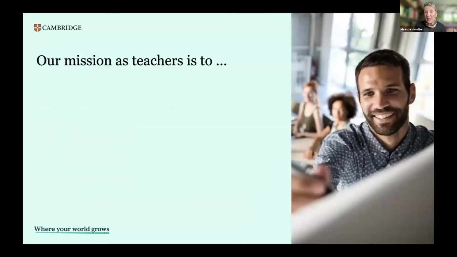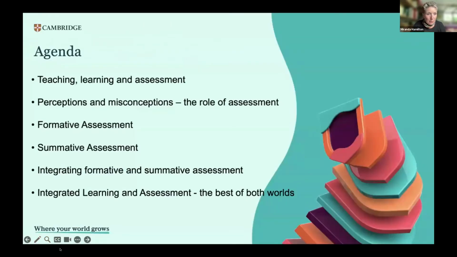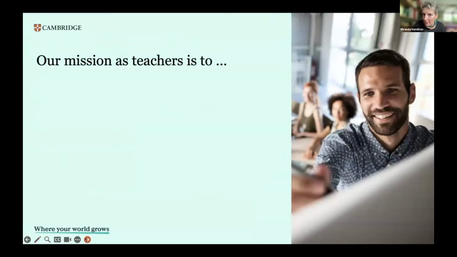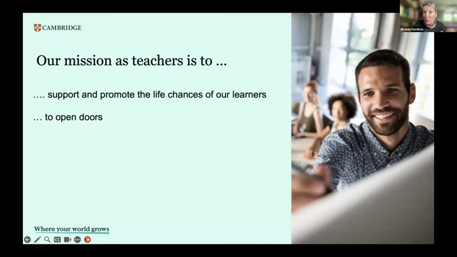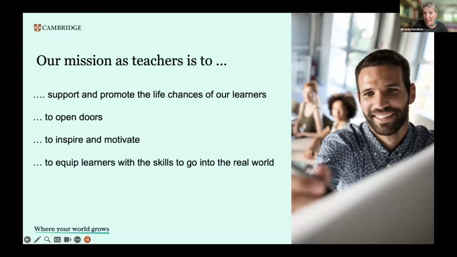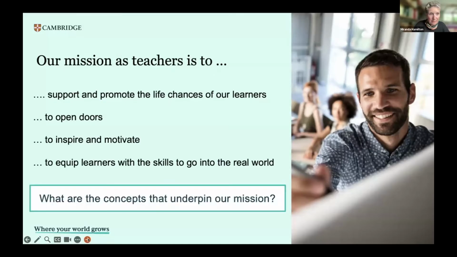Now, I think that we would all agree that our mission as teachers is to support and promote the life chances of our learners. We want to open doors into their careers and their further education. We want to inspire and motivate them so that they really want to learn, have an urgency to learn, so that they are equipped with really key skills ready to go out into the real world.